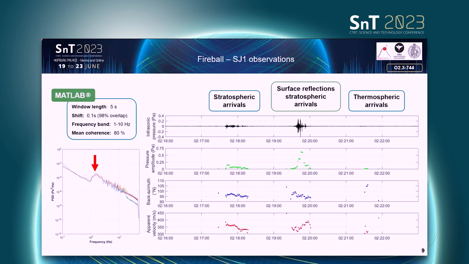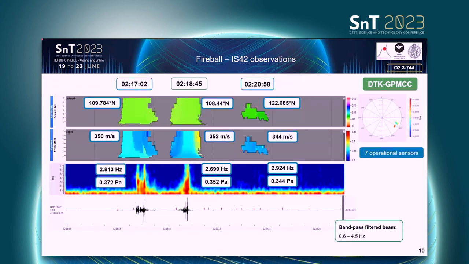Here we have the SG1 observations. We have three main clusters. First, we have stratospheric arrivals. Second, the sea surface reflection arrivals. And later, the thermospheric arrivals. This is also consistent with the IS-42 observations. By that time, the IS-42 was operated with only seven sensors. Now it's already operating with eight sensors.